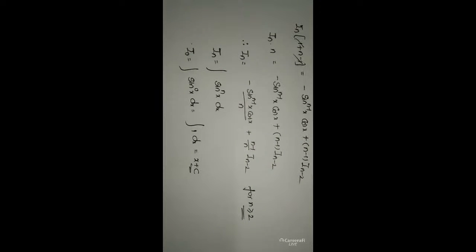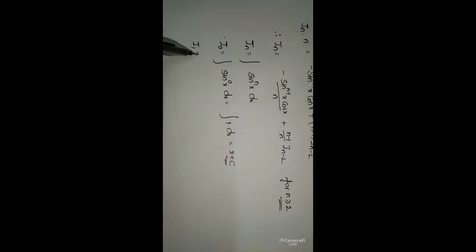Now to find the values of I0 and I1 directly from the integration, we already take that In is equal to the integral of sin^n x dx. Now to find the I0 and I1 values, we substitute n is equal to 0, 1 in this expression. That is, I0 means taking n is equal to 0 here. So this is the integral of sin^0 x dx, which is the integral of 1 dx, and this value is equal to x plus c. So this is the value of I0.